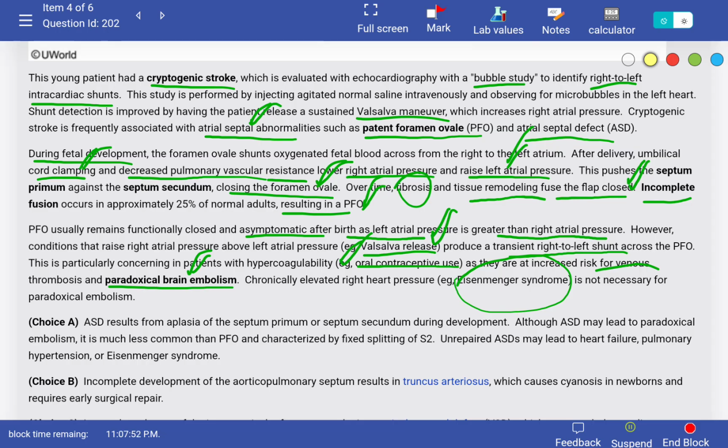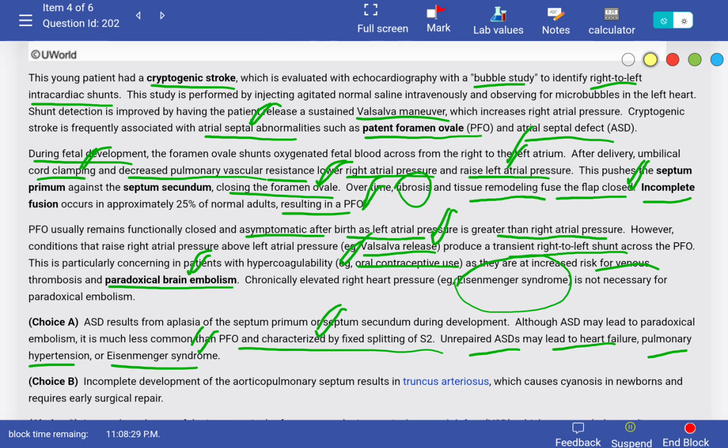Why not option A? Because ASD results from aplasia of the septum primum or septum secundum during development. Although ASD may lead to paradoxical embolism, it is much less common than patent foramen ovale and is characterized by fixed splitting of S2. This is important, we will talk about this. There is fixed splitting of the S2 sound in case of ASD. Unrepaired ASDs may lead to heart failure, pulmonary hypertension, or Eisenmenger syndrome, right?